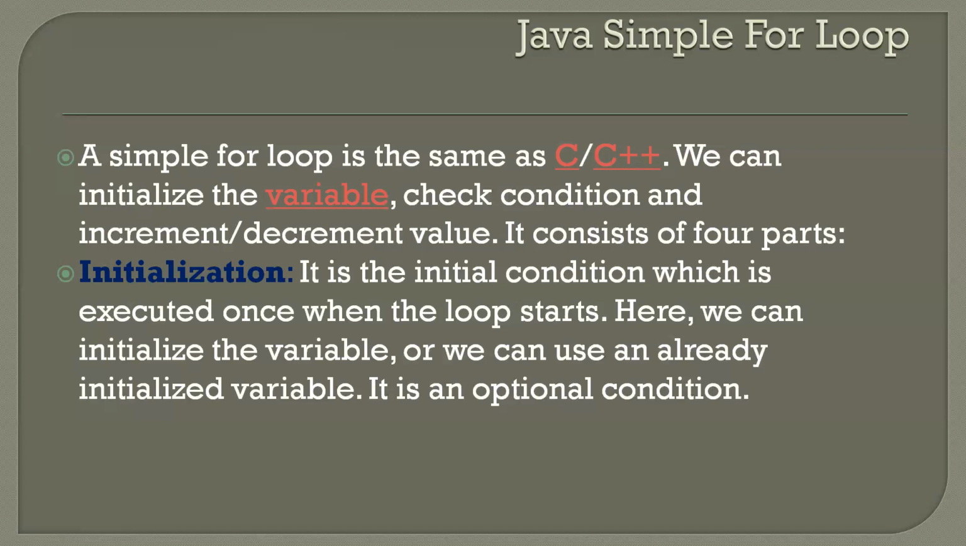So let us see what is initialization. It is the initial condition which is executed once when the loop starts. So during the starting point of the loop, it will be executed. Here we can initialize the variable, or we can use an already initialized variable. It is an optional condition. So we may have a variable with some value, or a variable which already has some value. That is the initialization part.